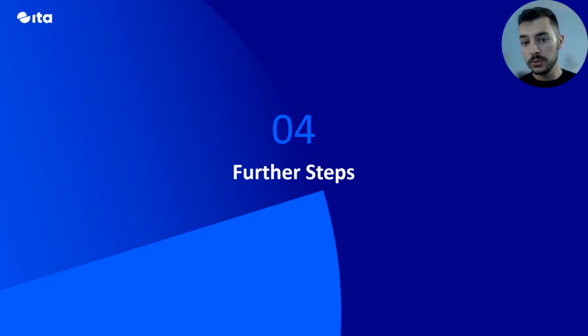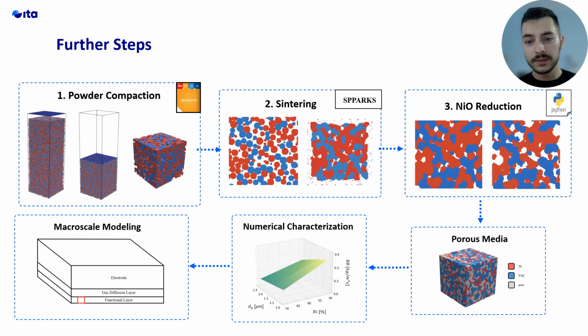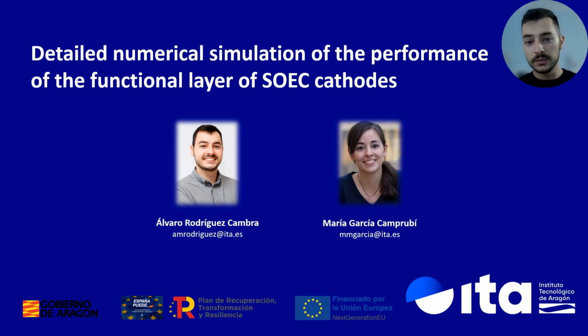And just to conclude, as further steps, the main objective of this methodology is to embed these microscale and mesoscale models that we have developed in a final macroscale model. So at the end, this functional layer of the cathode will be represented by the porous media that we have synthetically generated and characterized. So that's all from my side.